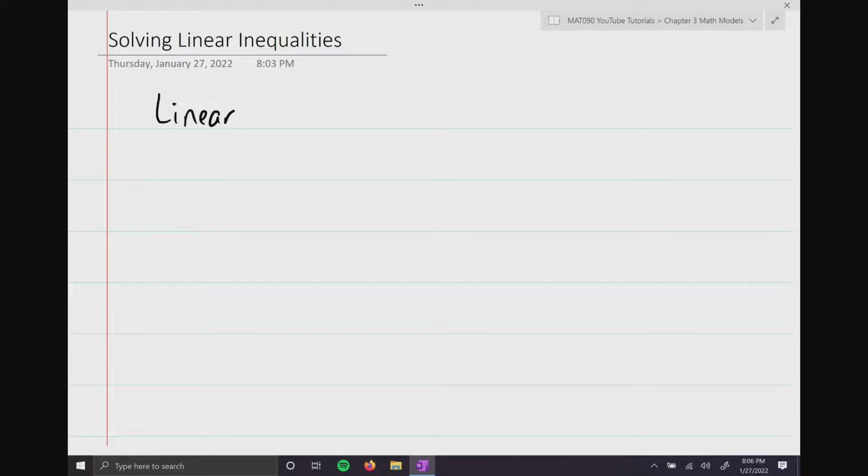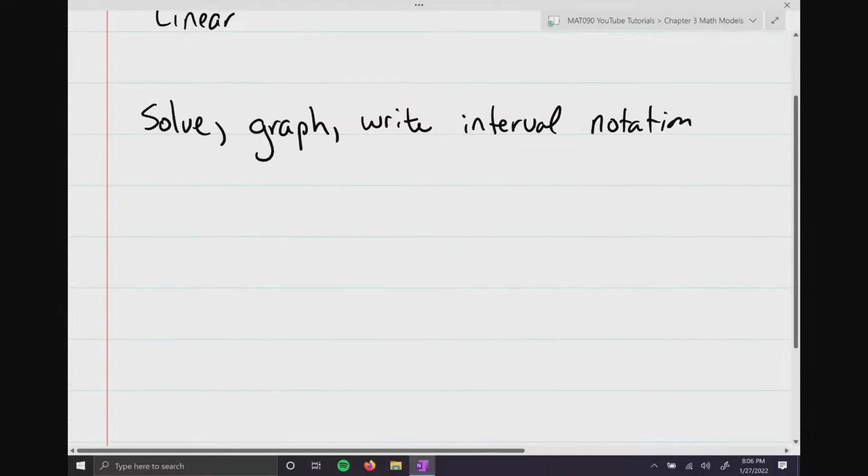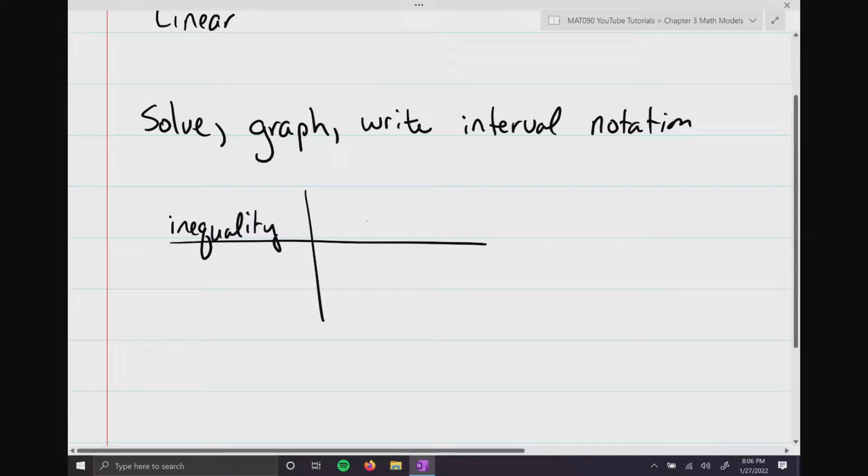With all these problems, we're always going to be doing the same 3 things. We want to solve, we want to graph, and then finally we want to write interval notation. And just to recap real quick, remember our inequality symbols are going to be less than, greater than, less than or equal to, greater than or equal to.